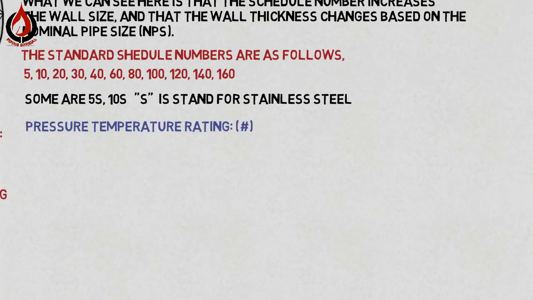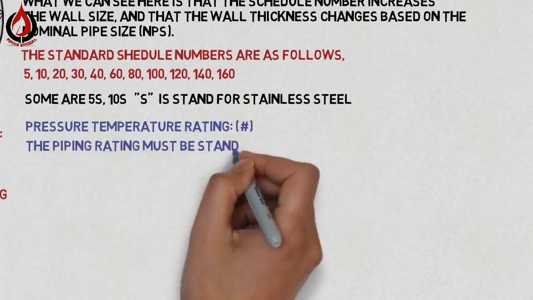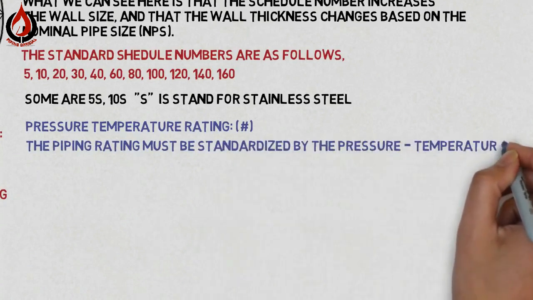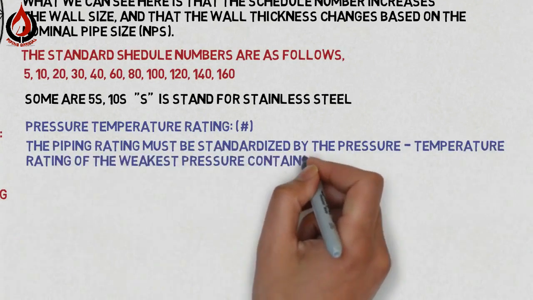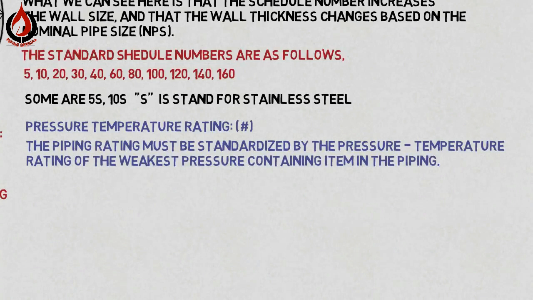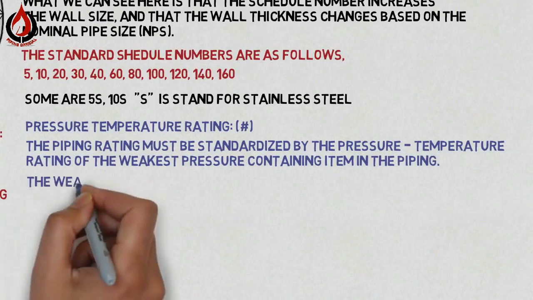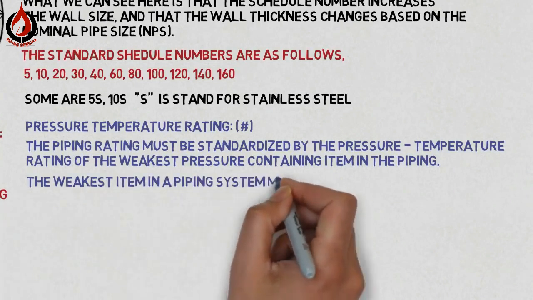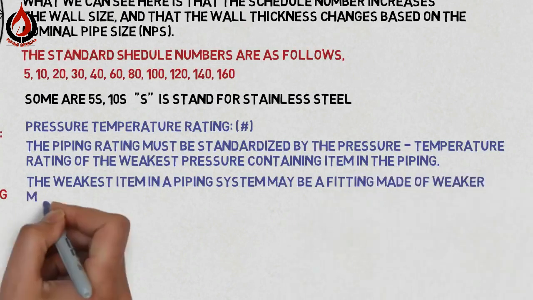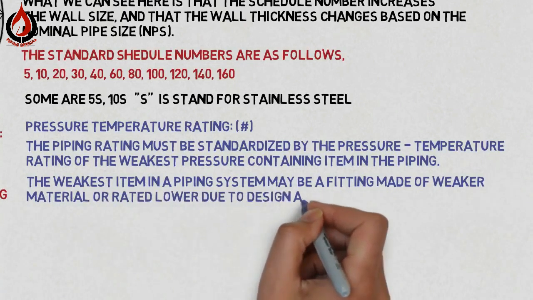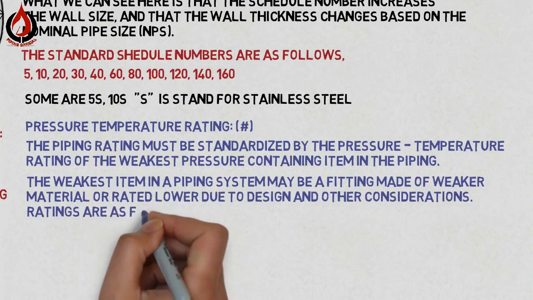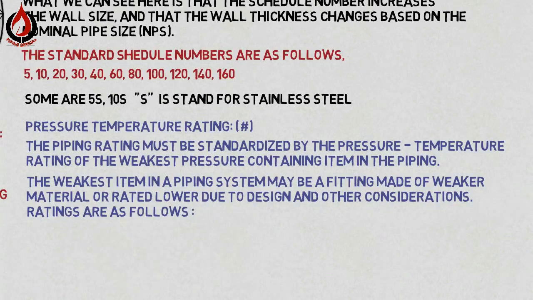Pressure temperature rating. The piping rating must be standardized by the temperature pressure rating of the weakest pressure containing item in the piping. The weakest item in a piping system may be a fitting made of weaker material or rated lower due to design and other considerations. Ratings are as follows.